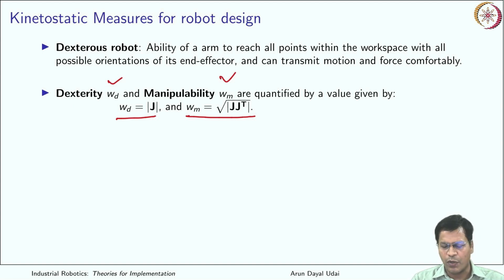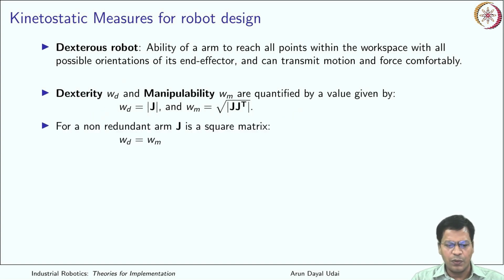If you work it out for a regular robot with 6 degrees of freedom, when the determinant is 6 cross 6, this becomes equal to this, is it not? So for a non-redundant robot, J is a square matrix. In that case WD is equal to WM, whereas for 7 degrees of freedom or more, you may have to use this one where J J transpose becomes a square matrix and you can still find out your manipulability. So both are equivalent terms that are used in the context of robots to find the manipulability.